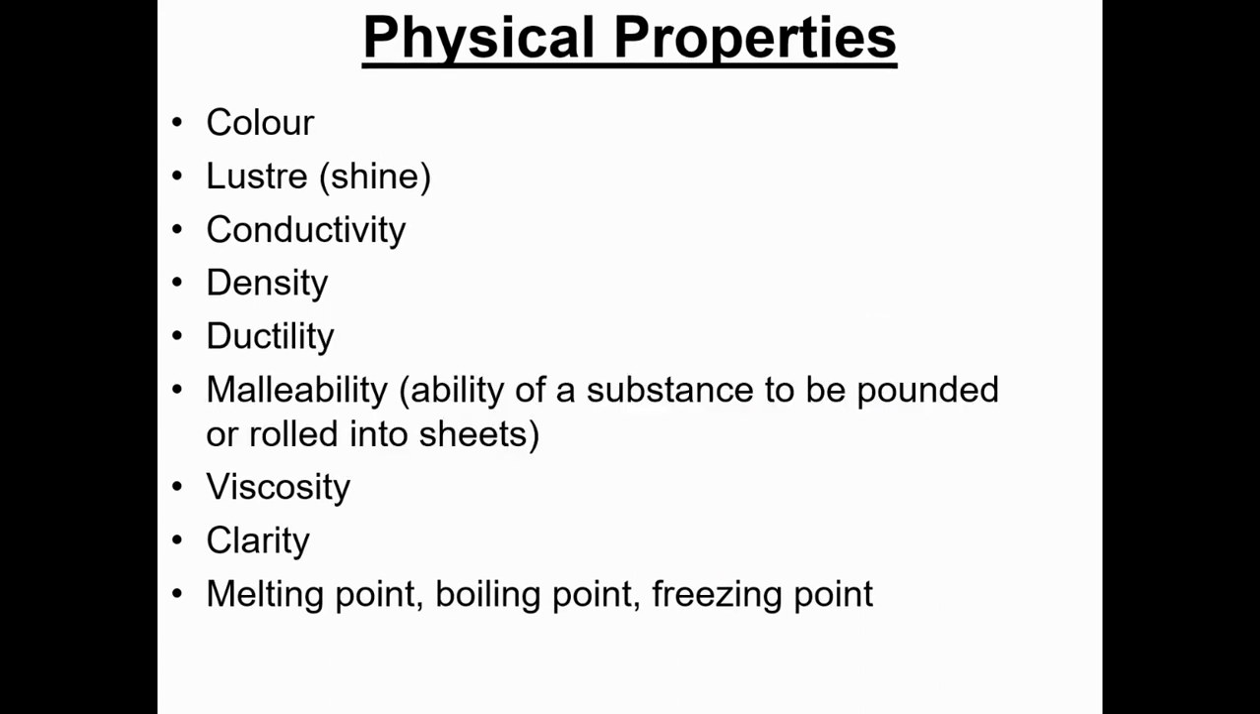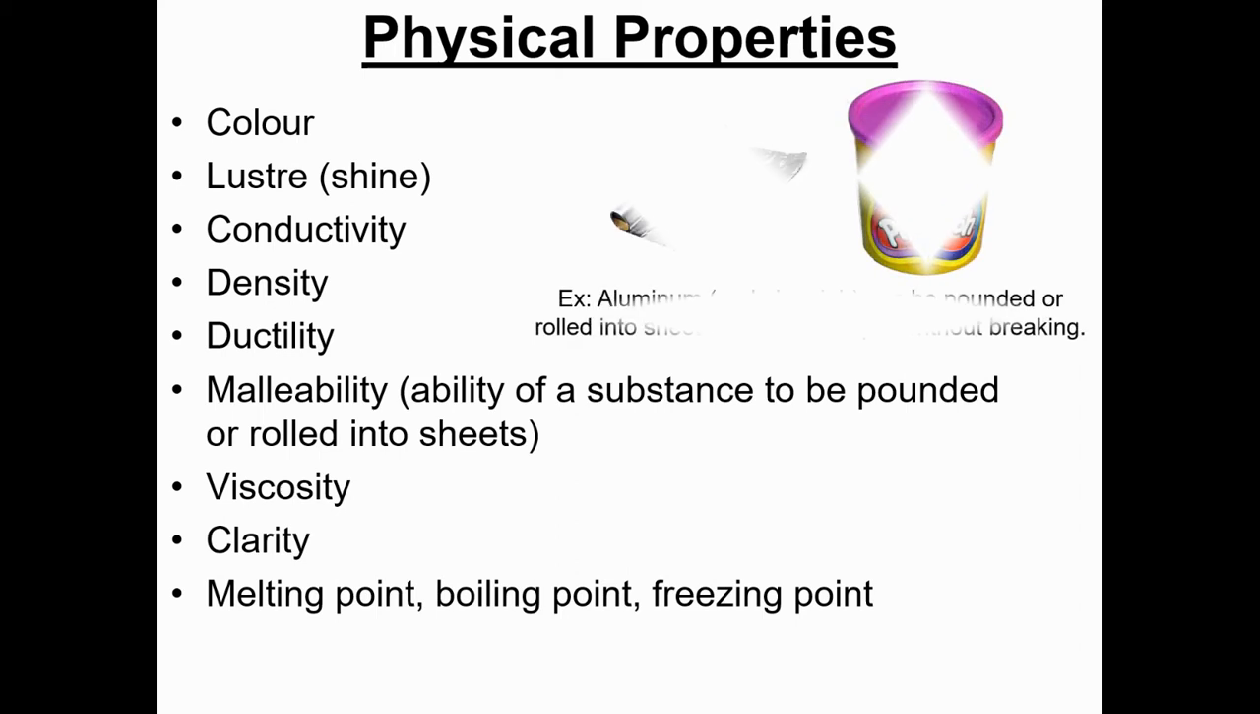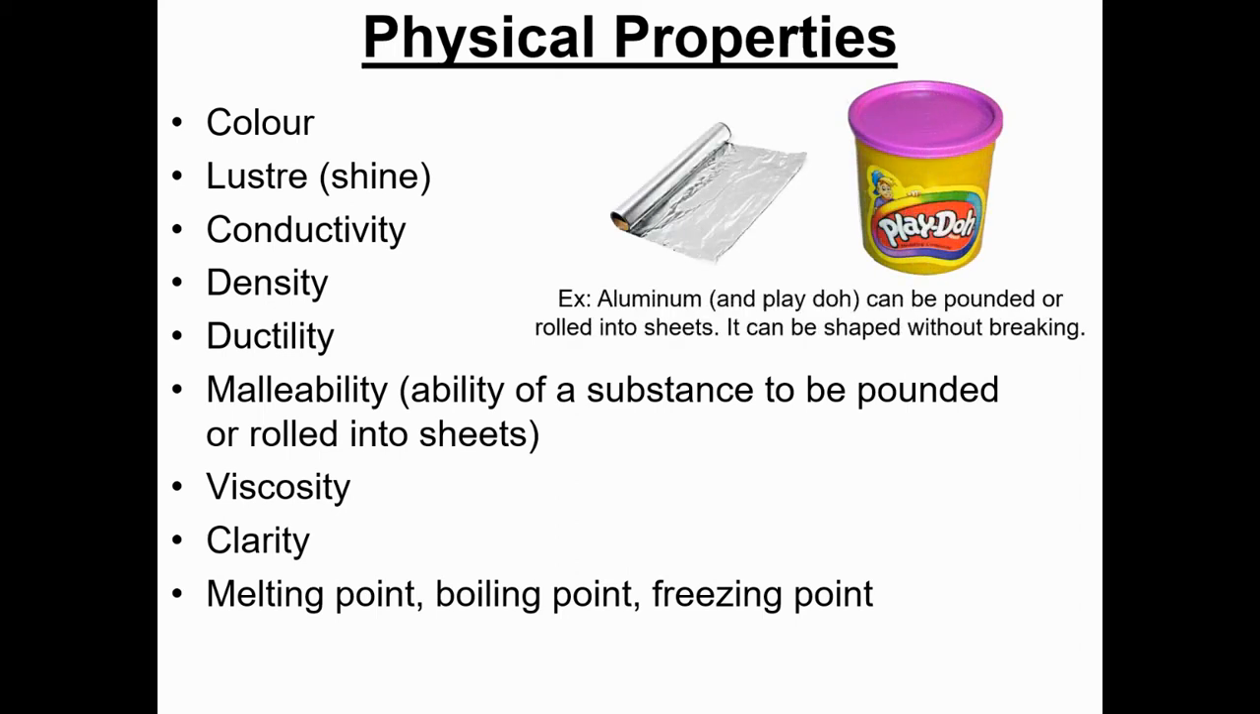Another property you can discuss is malleability. Malleability is the ability to pound something or roll something into sheets without it breaking. So if you've ever played with aluminum foil before, you could flatten that into sheets and it won't break. So aluminum foil would be considered malleable. If something has high malleability, we would say that it's malleable. So aluminum is malleable. Play-Doh, for example, is malleable.